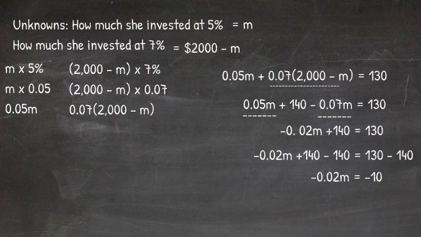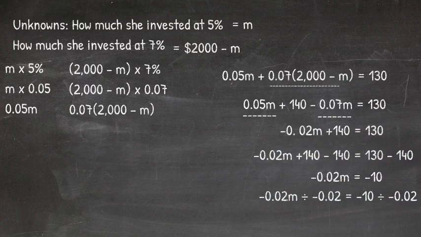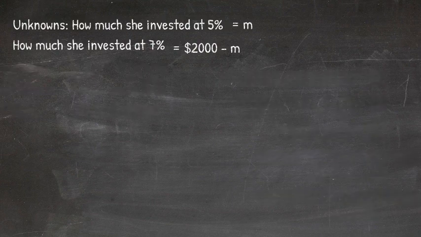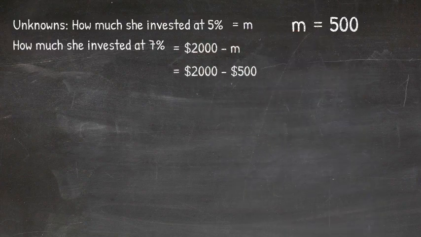Now, negative 0.02 M divided by negative 0.02, the opposite operation to multiplication, is equal to negative 10 divided by negative 0.02. Dividing to isolate that variable means we're left with M is equal to 500. So now we know what M is, $500. That means she invested $500 at 5%. We've just got to figure out how much she invested at 7%. So $2,000 minus M, or $2,000 minus $500, is equal to $1,500.